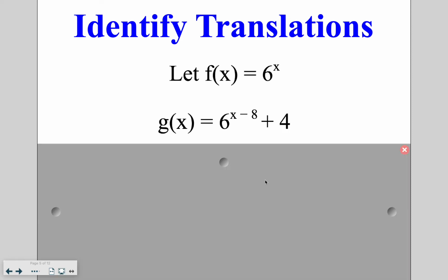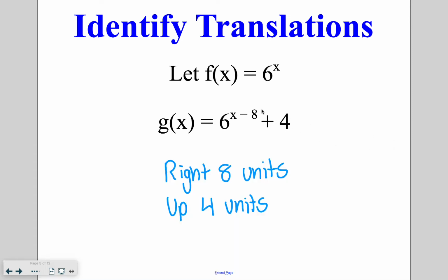Go ahead and try this one on your own. In this case, I've got a subtracting 8 in the exponent, which indicates it moves 8 units right, and adding 4 at the end means that it's moving 4 units up.